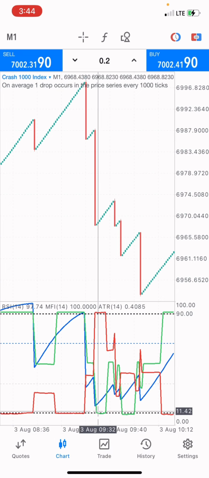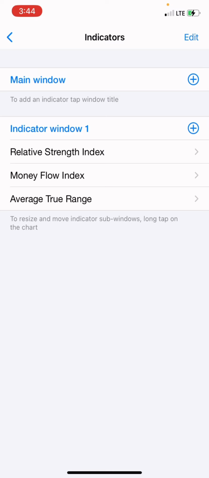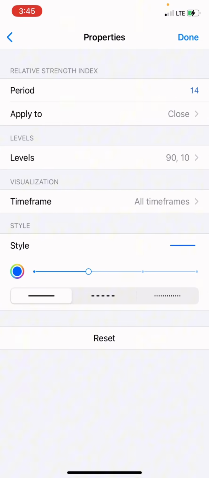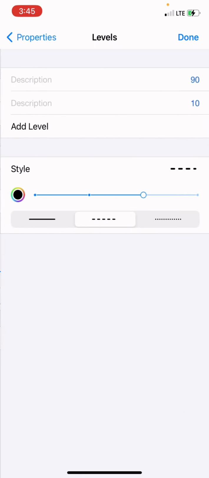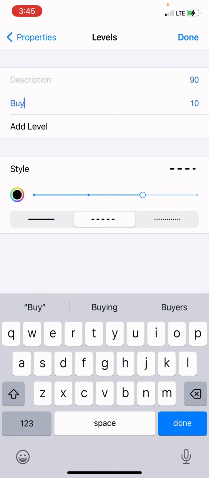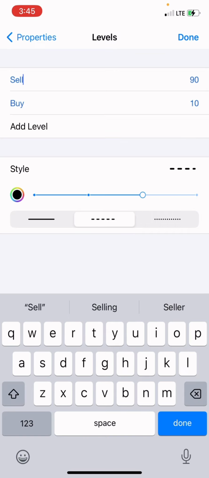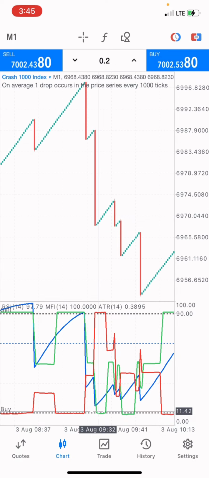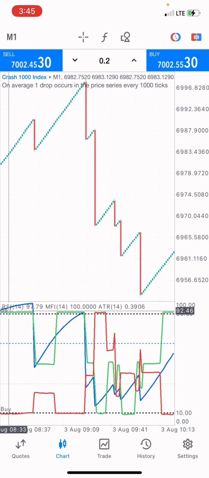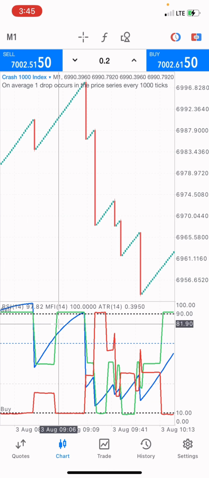So now you go to your indicators, on your Relative Strength Index. You go to your Relative Strength Index, you go to the levels. On the level 10 you can add buy. Then on the 90 you add sell. After that you click on done. So just as you can see, at this point it is a sell, at this point it's a buy, for the Money Flow Index.